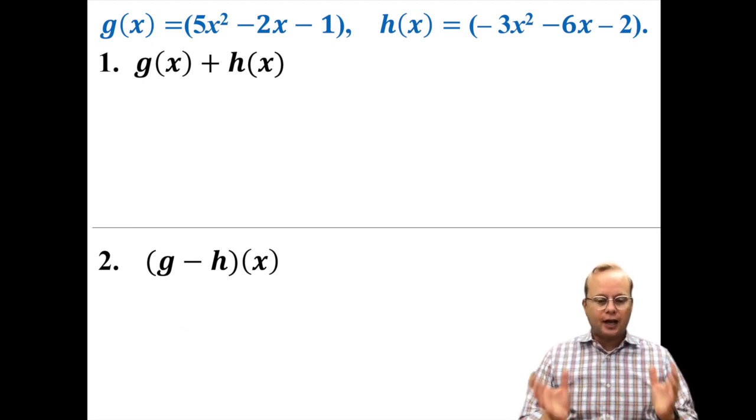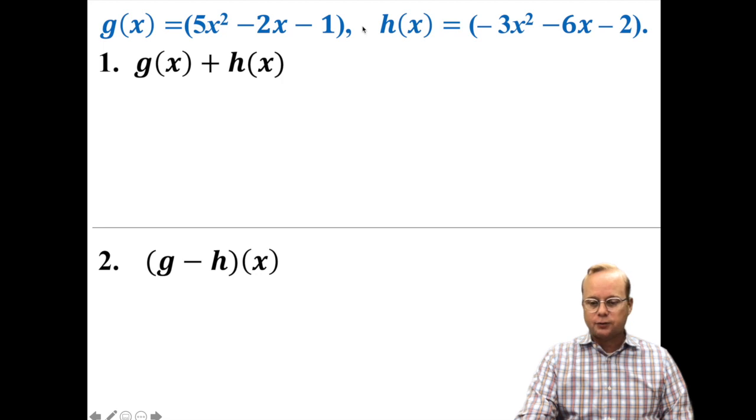All right, I've got g of x. We know what g of x is equal to. We know what h of x is equal to. I'm asking you to add these two together, okay? And then for problem number 2, I want you to subtract h of x, this quantity, from this quantity.